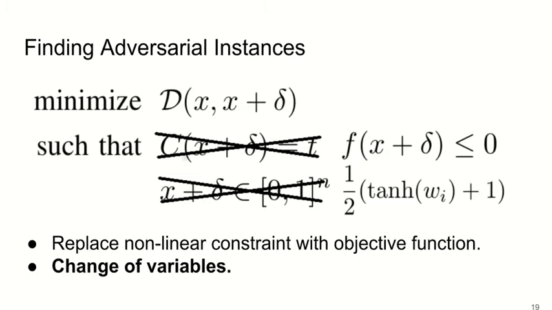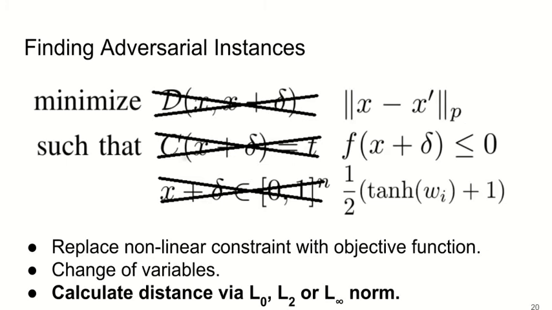Last but not least, we need to define our distance function, d. And for that we can use the norm that we want. Common norms are the L2 norm, or the L0 norm, or the L infinity norm. This gives us a good idea on how different these two images are.